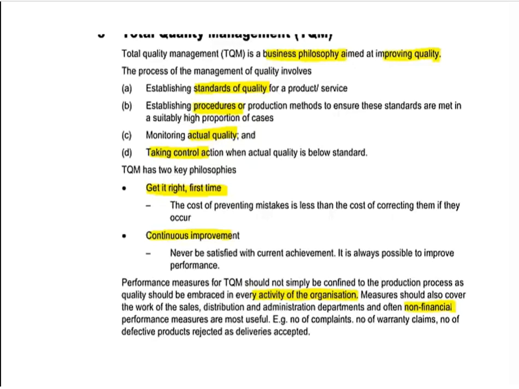But some examples here then, if you're looking at quality, complaints, warranty claims and defective production would be examples of non-financial indicators for performance.